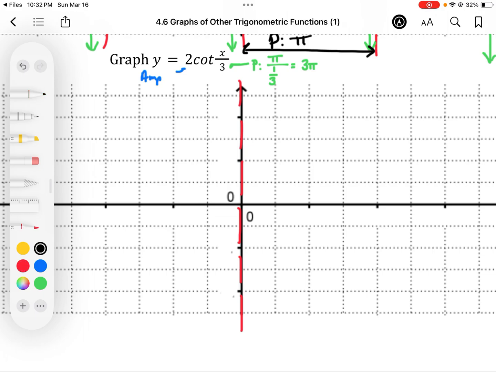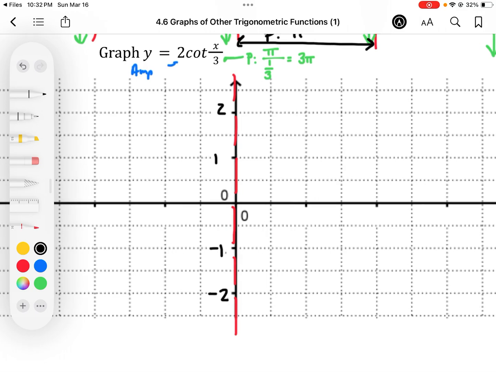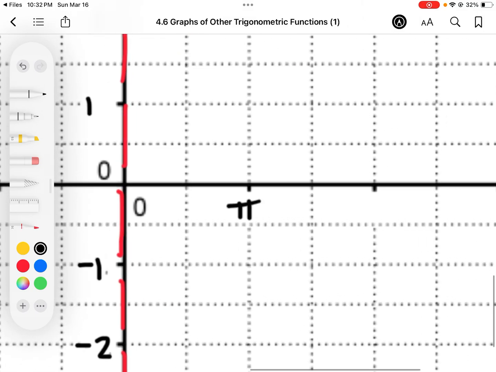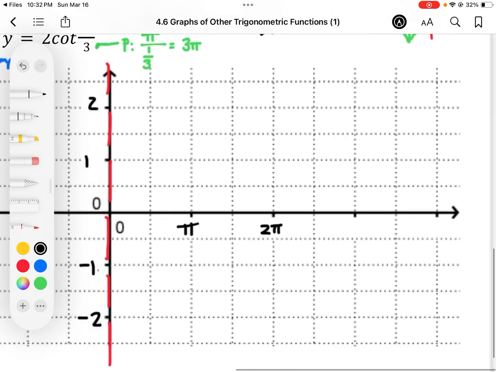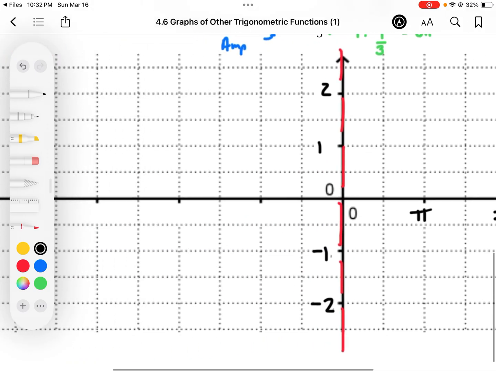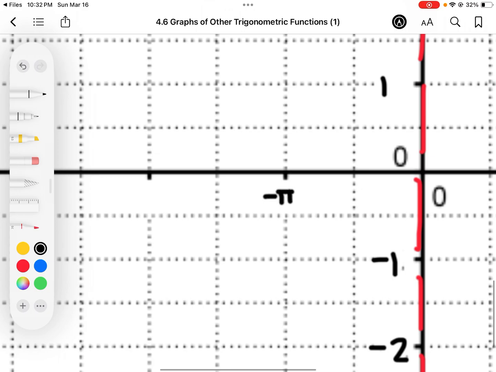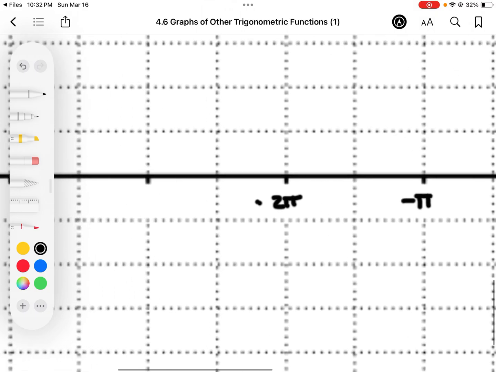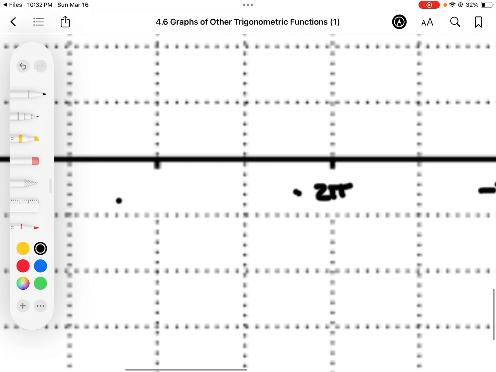I need to make my axis. I've got 1 and 2, and -1, -2. Since I need to go 3 pi, from this first asymptote to get my next one, I would go 3 pi to the left and to the right. So I think I'll go pi, 2 pi, 3 pi. I'll do the same thing over here. So just changing those a little bit to make this fit.